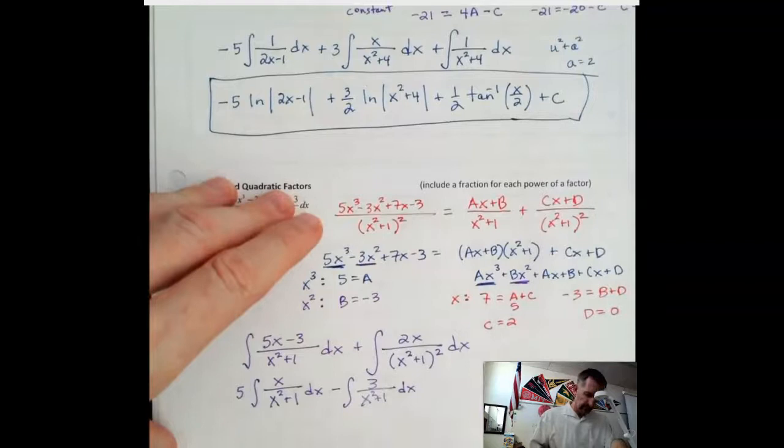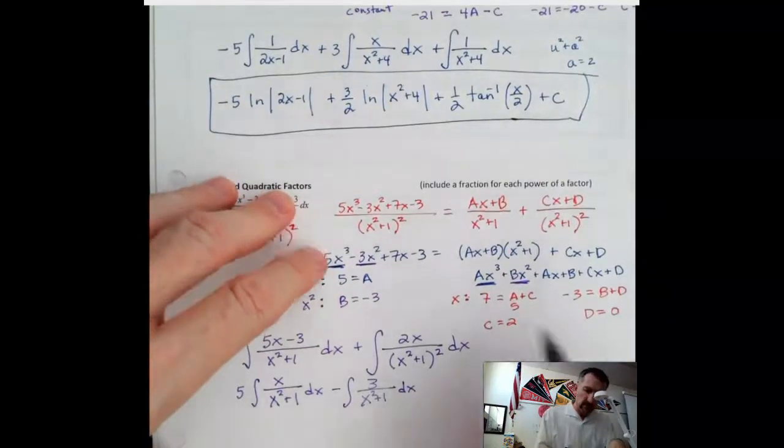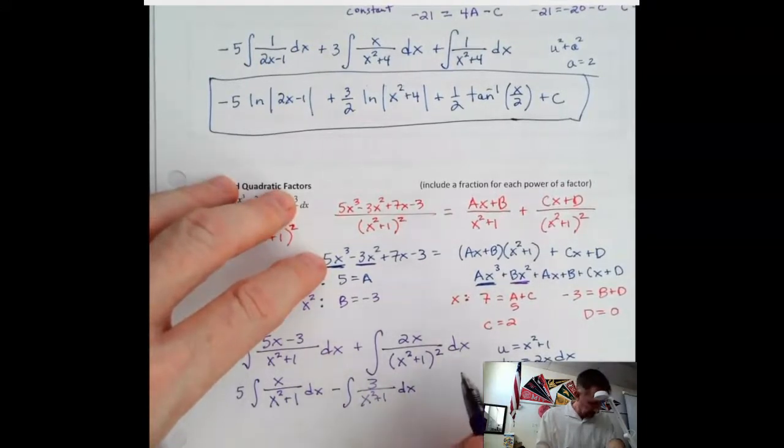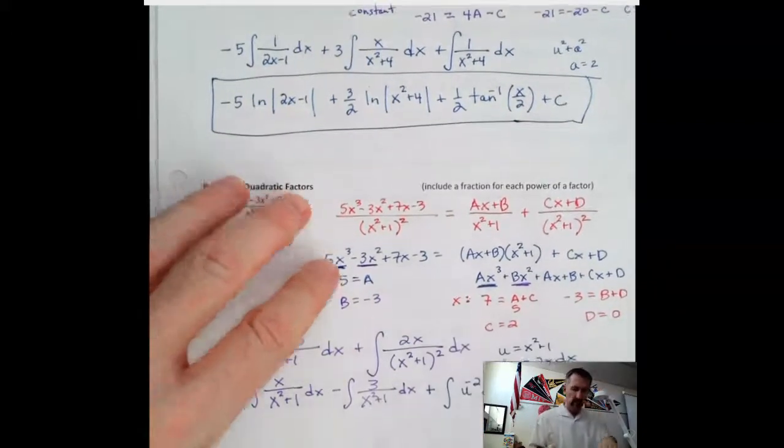And I'm going to do a u substitution down here. So u is going to be x squared plus 1, so du is going to be 2x dx. And we do have a 2x dx right there, so that works pretty nicely. So that's going to be plus u to the -2 du.